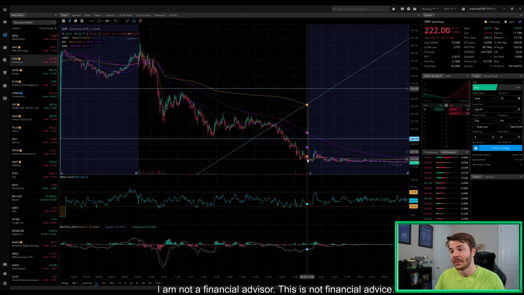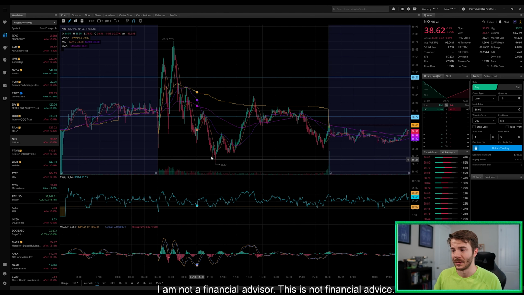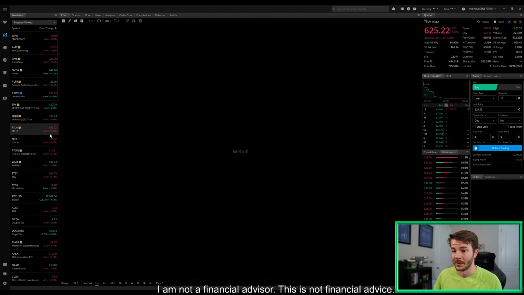Now, the huge thing I want to highlight here is that this breakdown into the close isn't just GameStop. This is all over, which tells me there were a lot of profit takers. We can go to a lot of stocks and take a look at it. NIO down into the close, Tesla down into the close, CrowdStrike down into the close. So a lot of these stocks saw profit taking into the close.